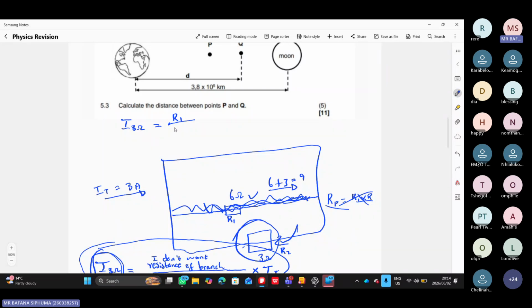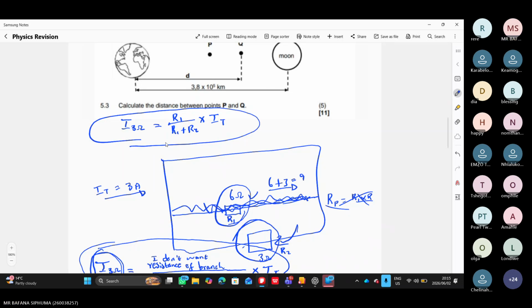Okay, fine. So the way I used to do it, I used to say R1, because R1 is for the branch that I don't want. Then I will say R1 plus R2 multiplied by IT. This was just my formula. This is the formula that I was going to say, and then I make the substitutions. Then I'm done. So now you can do it like that. You get the full marks right there.